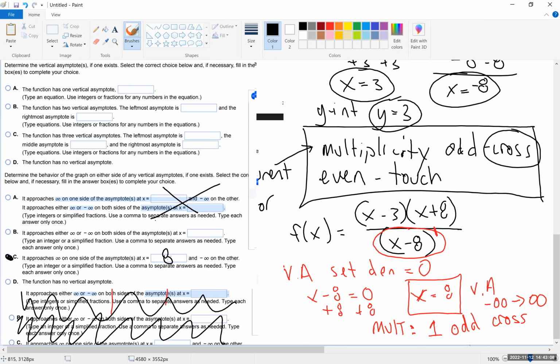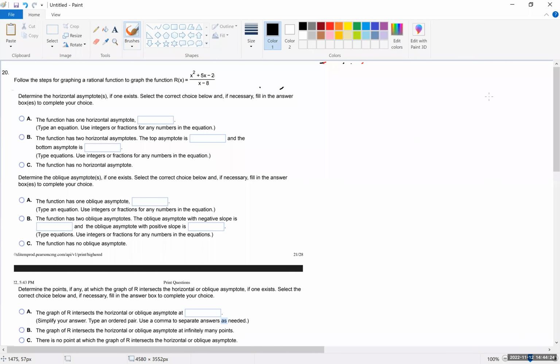All right, let's pause here. That's very confusing. All right. So we can put the factored form. We copied the next parts of the problem here, over x minus 8. So what we're going to do now is it says determine the horizontal asymptotes.